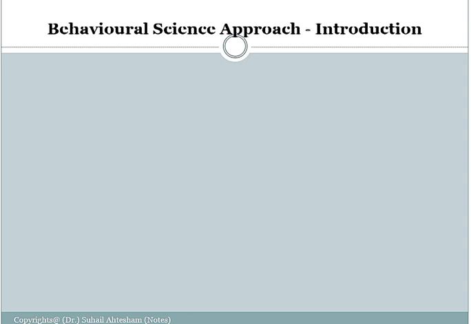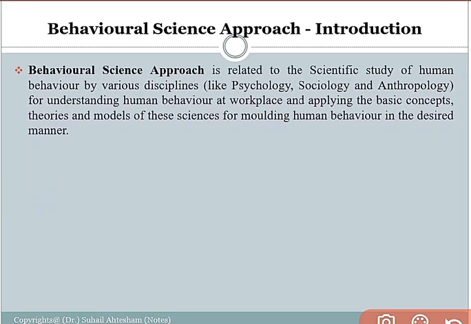Behavioral Science Approach, an introduction. Behavioral science approach is related to the scientific study of human behavior in various disciplines. Basically, it is the scientific study of human behavior in a formal organization by various disciplines. The disciplines are psychology, sociology, and anthropology. Psychology is related to studying the human mind, whereas sociology is concerned with human behavior in society.